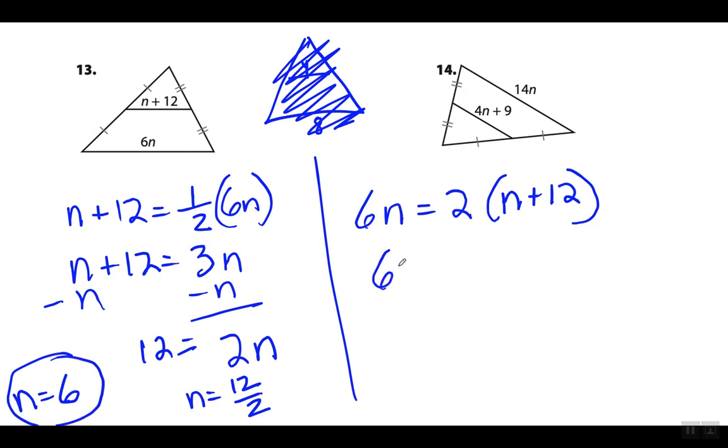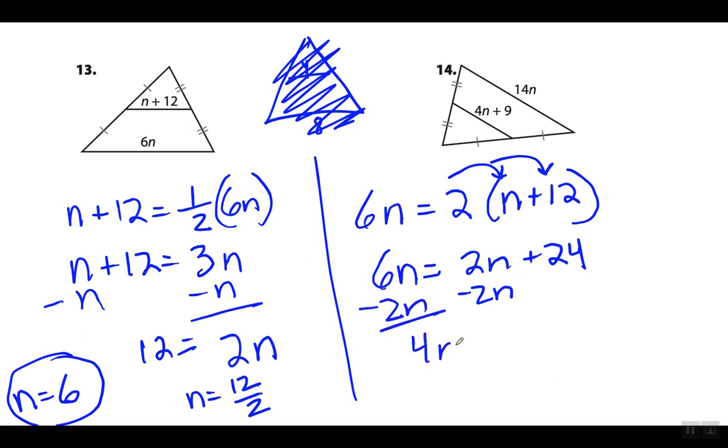And over here, 6n equals, distributive property, 2n plus 24. Subtract 2n, subtract 2n. So 4n equals 24. n equals 24 divided by 4. n equals 6.